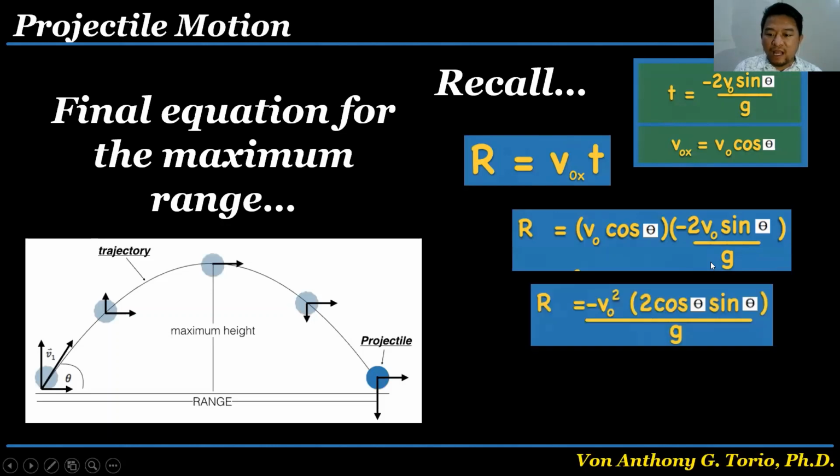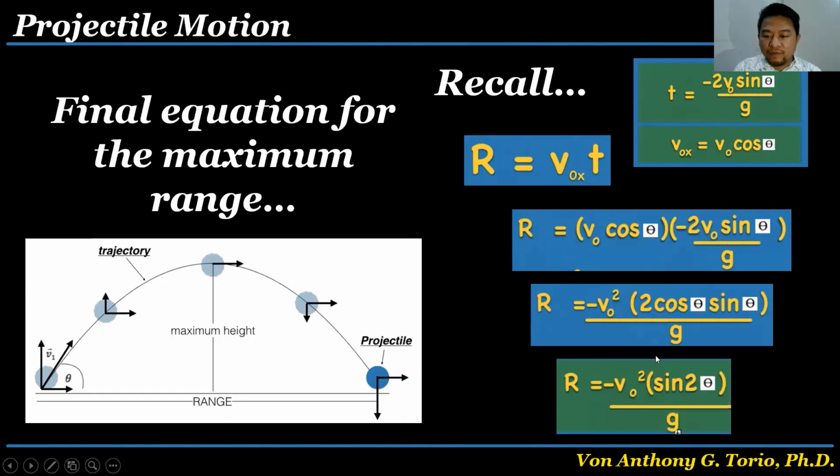Now, to simplify our equation, we take note of the double angle formula and get the following expression. There, sine 2 theta is actually equal to 2 cosine theta sine theta. And that's why you'd get this final expression for the range. That is negative V naught squared sine 2 theta all over G.